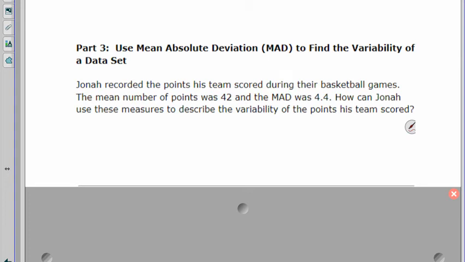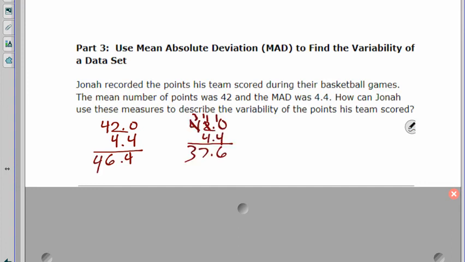We want to talk about whether data sets have high or low variability, or whether they're spread out a lot or not. I have Jonah, who recorded the points his team scored during basketball games. The mean number of points scored was 42, right? And the mean absolute deviation, in other words, the average amount that their basketball scores were different than the mean, was 4 4/10. So I added 4 4/10 here. That's 46 4/10, and if I subtracted it, on average, it looks like we're between 37 6/10 and 46 4/10.